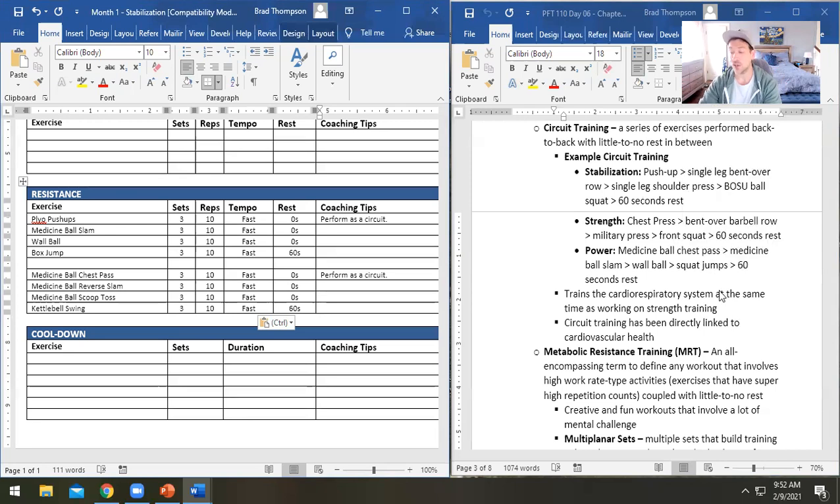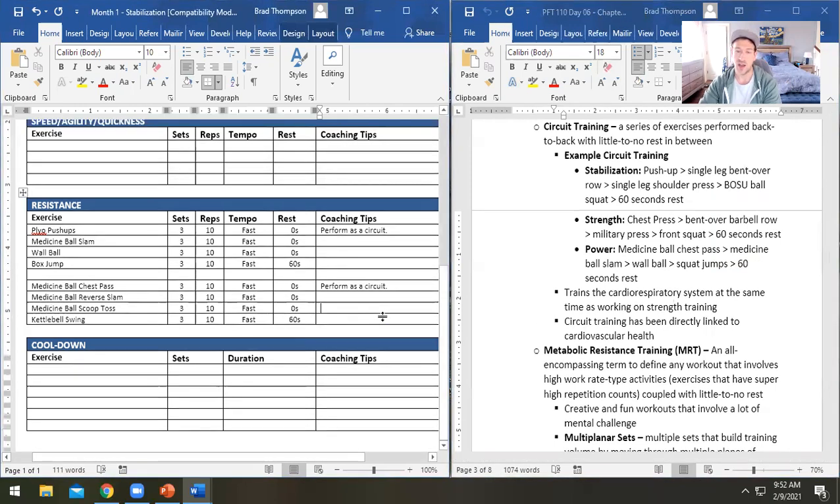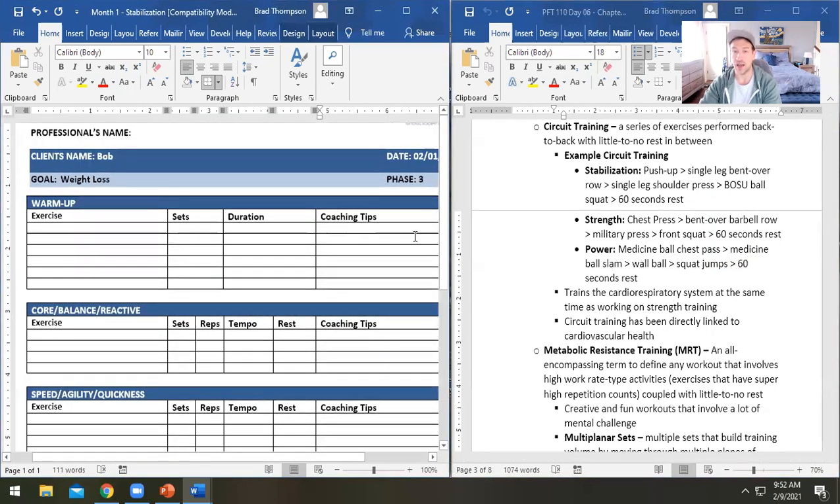So that is circuit training, guys. Circuit training is a really great tool in your weight loss arsenal. This is one of the things that I tend to focus on a lot with my clients. I should have changed this to phase 5 and should have changed this to March.